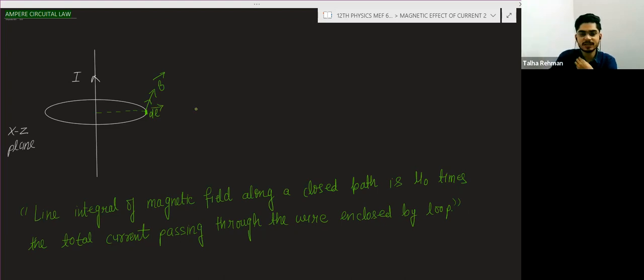So Ampere says that if you take the line integral, if you integrate B dot dl, then you will get mu naught into the current in the wire. This is Ampere's law basically. This direction actually will not be the inward direction. This will be along the y-axis, because this is the z plane.